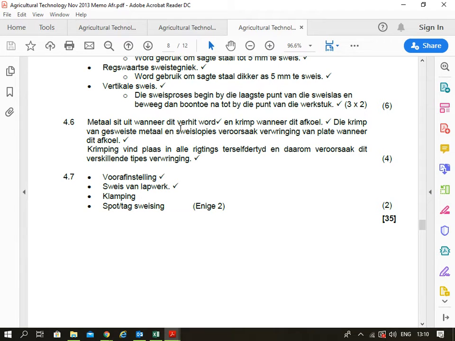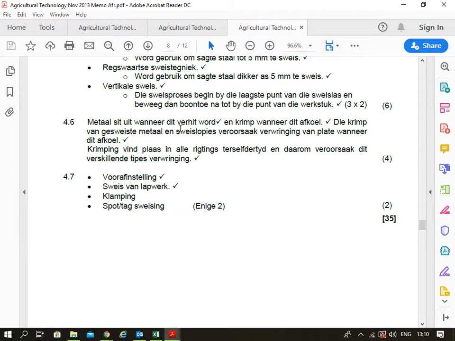Metaal sit uit wanneer dit verhit word en krimp in wanneer dit afkoel. So metal, it expands when heated and it shrinks when it cools down. Die krimp van geswyste metaal en swyslopies veroorsaak verwringing in plate wanneer dit afkoel. Krimping vind plaas in alle rigtings terselfdertyd en daarom veroorsaak dit verskillende tipes verwringing. So as it cools down, it starts warping. It pulls into different shapes. That's why when we weld, we try to weld as quick as possible, so it doesn't heat too much, because if it expands when it heats, it's going to shrink when it cools down.